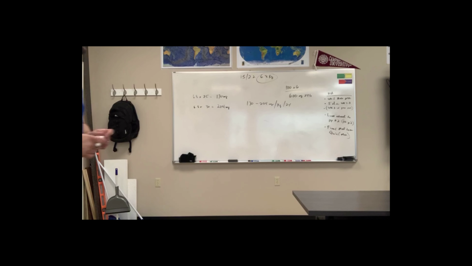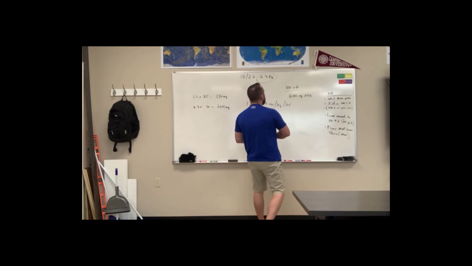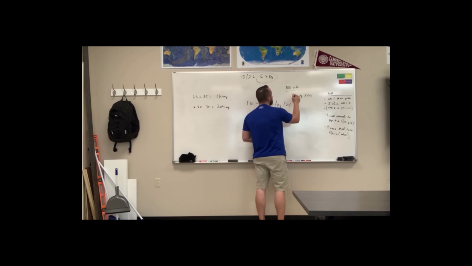Oh, I'm sorry, I don't know what I was thinking here. I'm still waking up. This is 400 milligrams. He's getting 100 milligrams. If he gets it every 6 hours in a 24-hour period, it would be 4 doses, because 4 times 6 is 24.